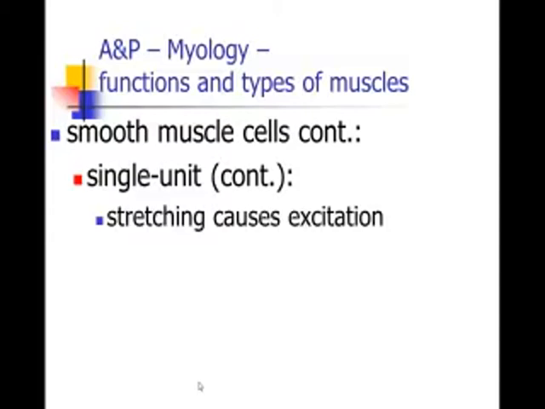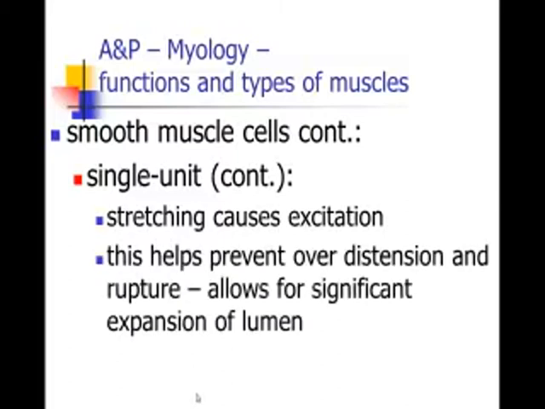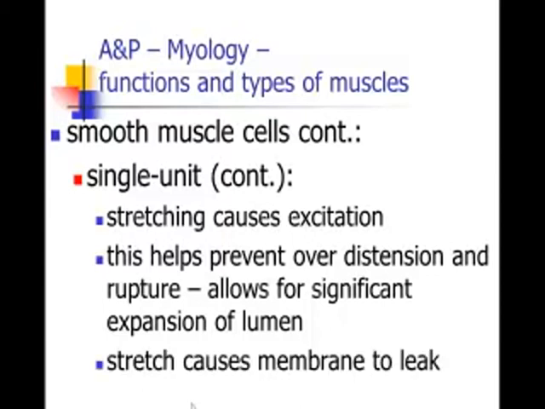Stretching also causes excitation, and that is really kind of important because these muscle cells are in tubular organs. If the tube expands too much, it stretches too much, it can rupture. And this is a sort of self-preservation, if you will, or a protective mechanism to help reduce the risk that the cells will overstretch and rupture. Okay. And that's really important. Without that, people would have lots and lots of problems.